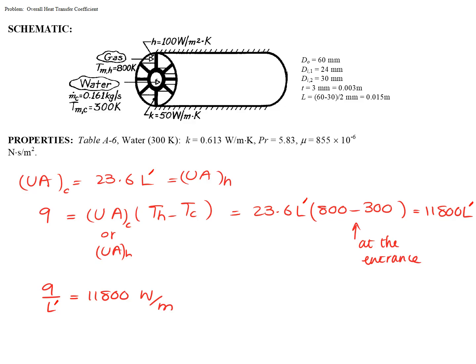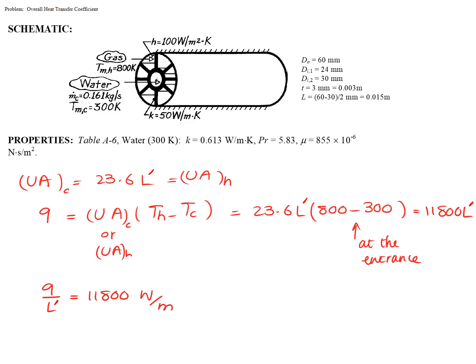So we put our UA there, we put our temperature difference at the entrance, and we arrive at a heat flow rate of 11,800 L prime watts. Of course, the problem is not asking me to calculate the total heat flow rate for a heat exchanger whose length I don't know. I am supposed to calculate heat flow rate per unit length of the heat exchanger, so I have to divide this Q by L prime anyway, and that cancels the L prime at the end. So I divide 11,800 L prime by L prime to calculate heat transfer per unit length of this heat exchanger, and that should arrive at 11,800 watts per meter.